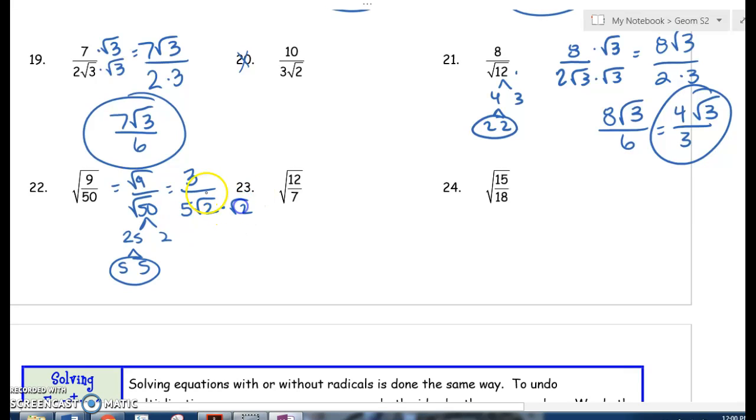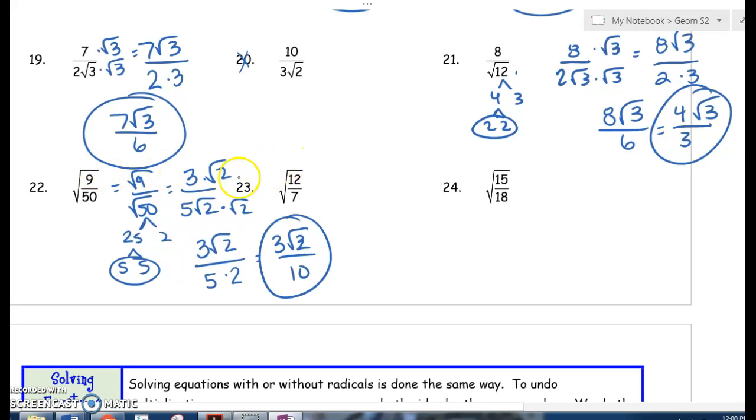Now you can get rid of the radical on the bottom by multiplying. You get 3 root 2 on top. On the bottom, root 2 times root 2 is 2. And then you still have the 5. So you end up with 3 root 2 over 10. And that would be your answer there. So if you need to divide it up into 2 smaller radicals, you can always do that.